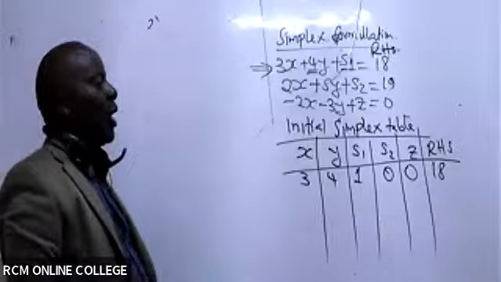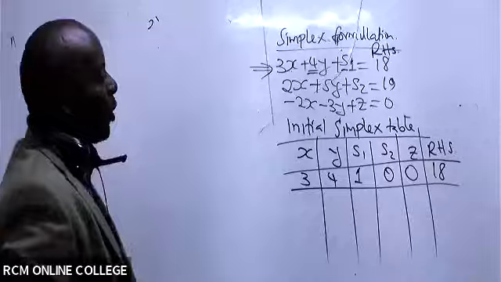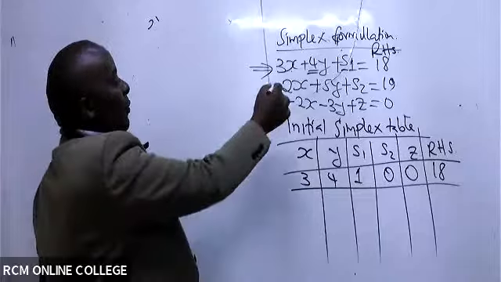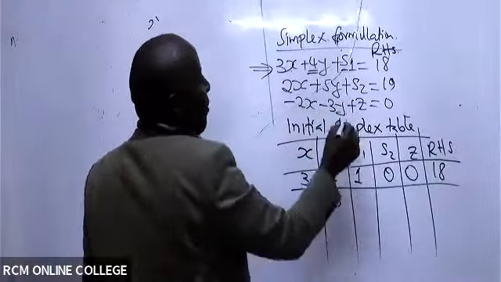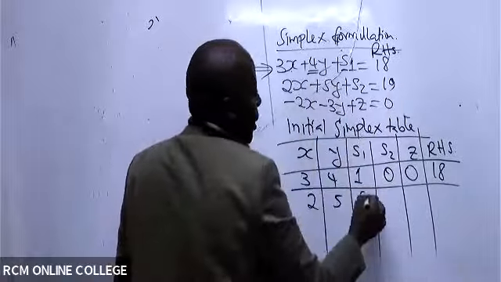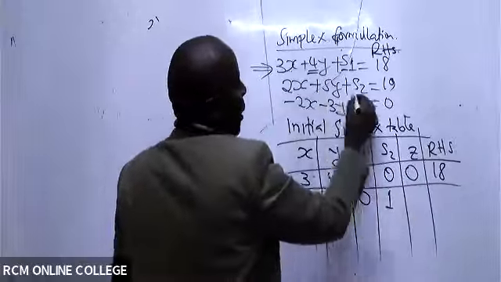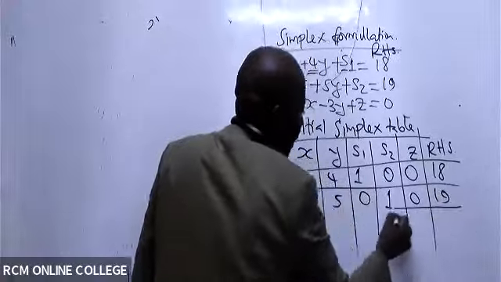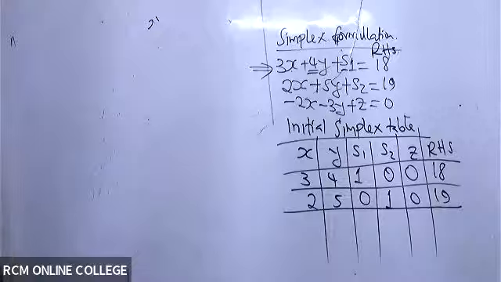So you go and do equation number 2. What do we have over here? Is there somebody who can fill equation number 2 into the table? Very easy. Before x, I have a 2. Before y, I have a 5. There is no S1 here, so this is 0. We have S2, which is 1. And there is no Z here. Then we have the right-hand side as 19.